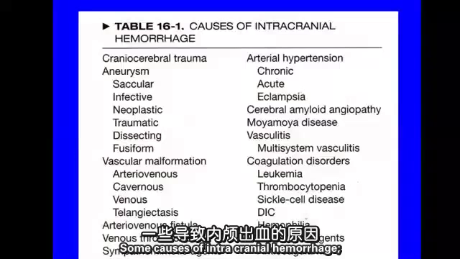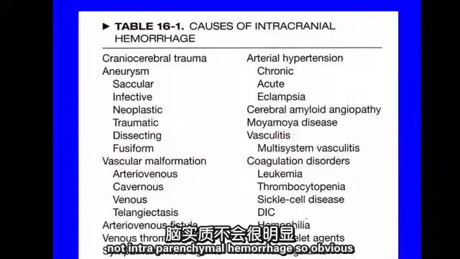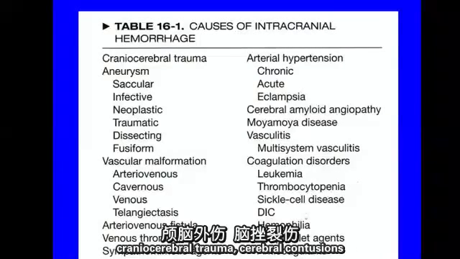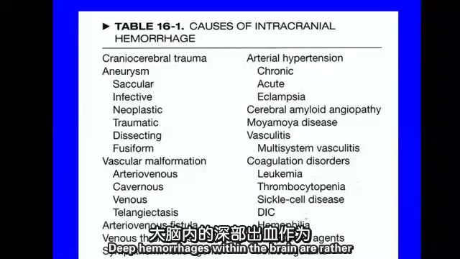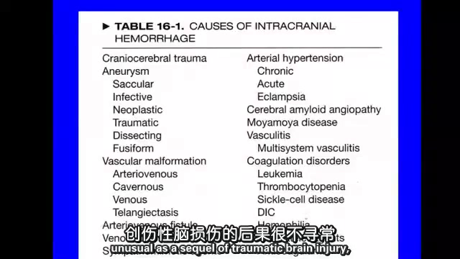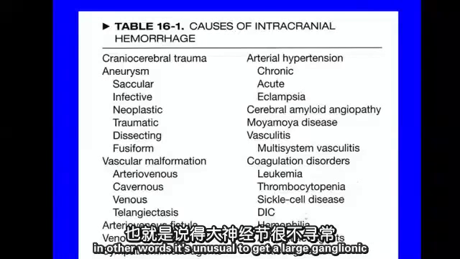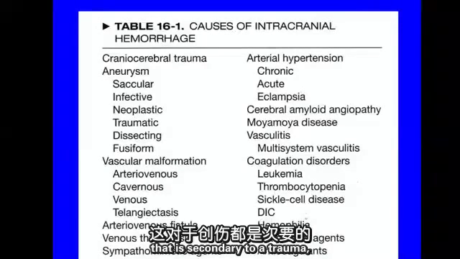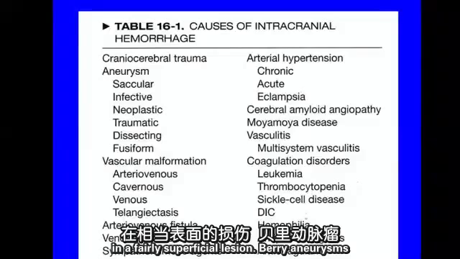Some causes of intracranial hemorrhage, speaking now globally about intracranial hemorrhage, not intraparenchymal hemorrhage. So obviously craniocerebral trauma, cerebral contusions can become very large, can turn into hematomas. Deep hemorrhages within the brain are rather unusual as a sequela of traumatic brain injury. In other words, it's unusual to get a large ganglionic or white matter hemorrhage that is secondary to trauma. They're usually superficial with an excess of blood in a fairly superficial lesion.